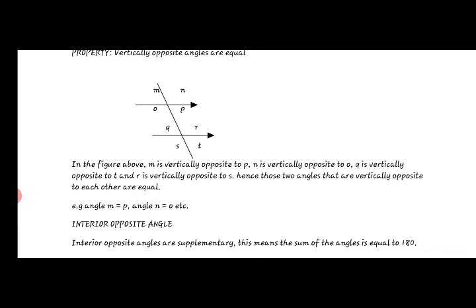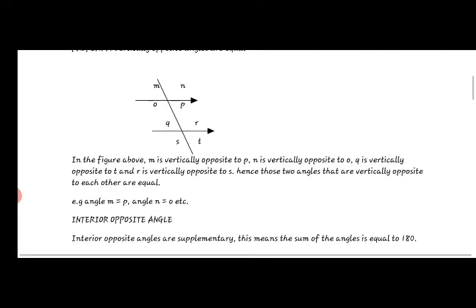For example, if angle O is equal to 120 degrees, angle N must be 120 degrees. If angle T is 75 degrees, angle Q must be 75 degrees, because they are vertically opposite. If your angle M is equal to 50 degrees, your P must be 50 degrees. They are vertically opposite. On and on like that.